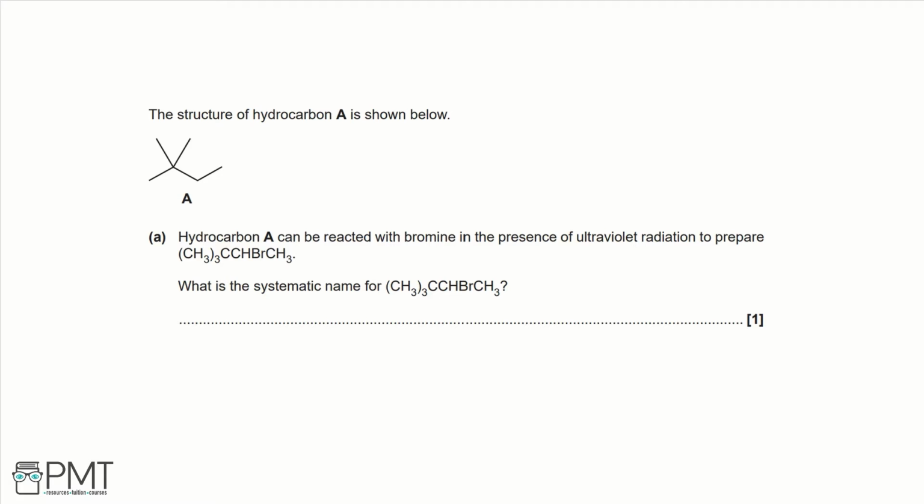Firstly with this question, let's draw out the structure we need to name. Drawing this, we're going to add the bromine to carbon number 2. So we have our 3 methyl groups, our carbon chain, and then Br for bromine. Now we can start to name this. We always start with the highest priority group, which is bromine, and that's on carbon number 2, so we go 2-bromo.